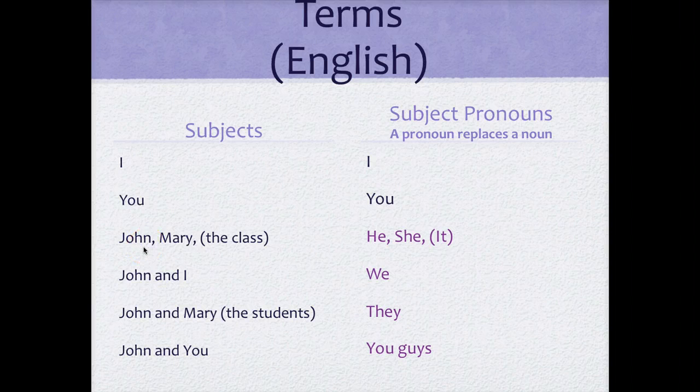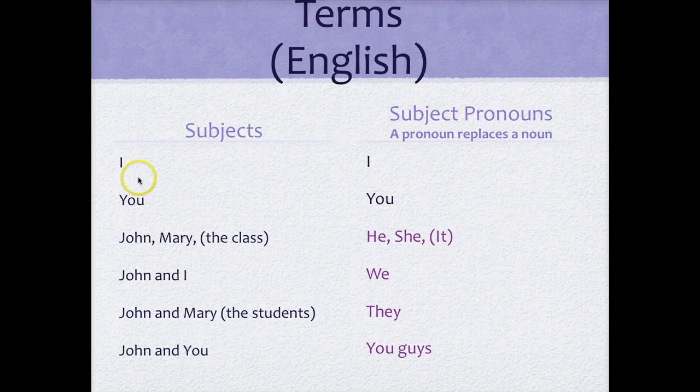The next subjects are John and I. And these subjects can also be expressed with the subject pronoun we. The next examples I have are John and Mary, or the students, and these both can be replaced by they. And finally, I have John and you, and those subjects can be replaced with the pronouns you guys.